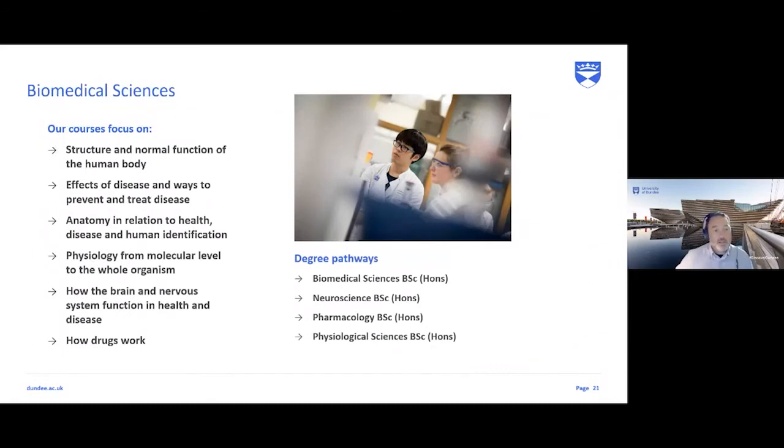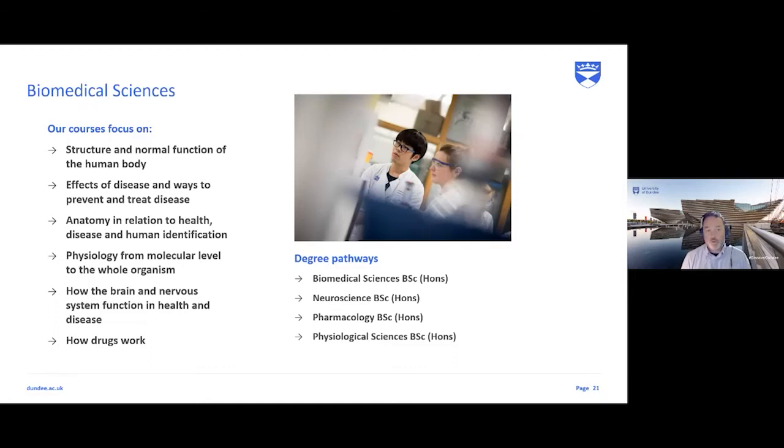So the biomedical sciences are focusing more on the whole organism elements and how specific organ systems work. So then the normal function of the human body, as well as how this gets degraded or malfunctions to cause disease. And of course, how the disease affects the human body and how it can be treated. They have an element of anatomy, they have an element of physiology, and a lot of our students are very interested in understanding how the brain and nervous system work.